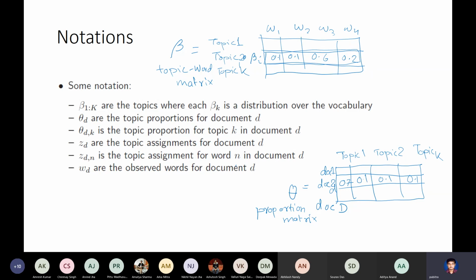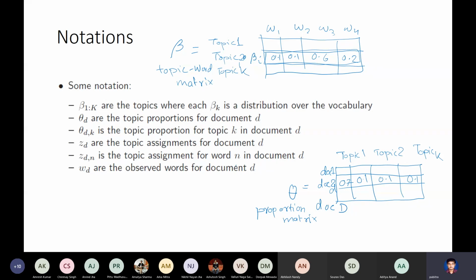So let's take beta. If capital V is the number of words, you can think of every row as a V-faced dice, where the values 0.1, 0.6 represent the bias, or the probability, of each face of this V-faced dice. And if you throw this dice, what will be the outcome? One word will come up. One face will come up. A face is a word.